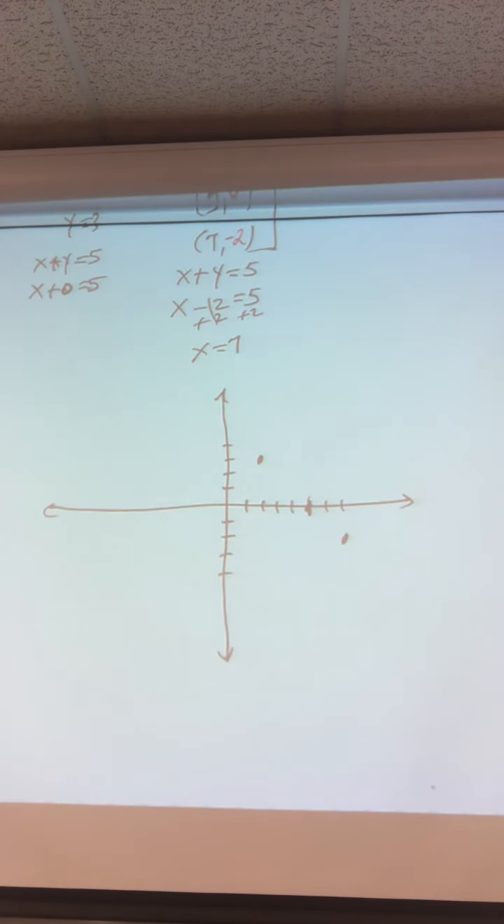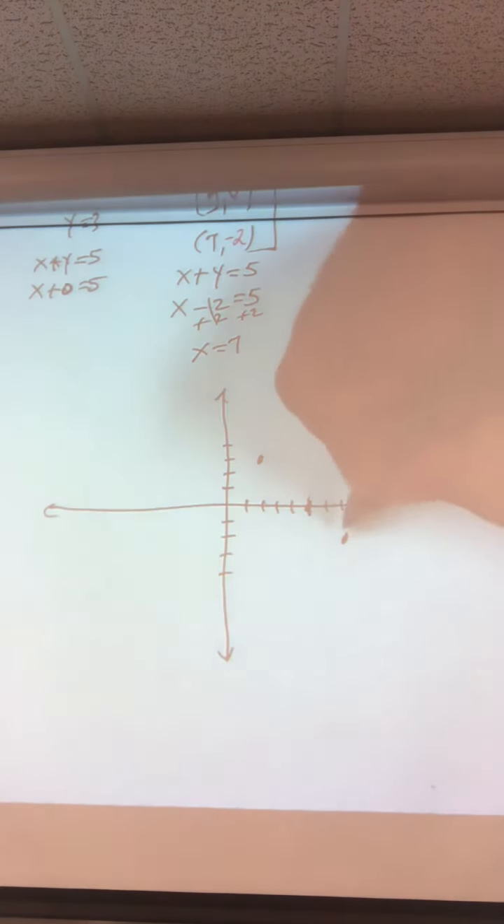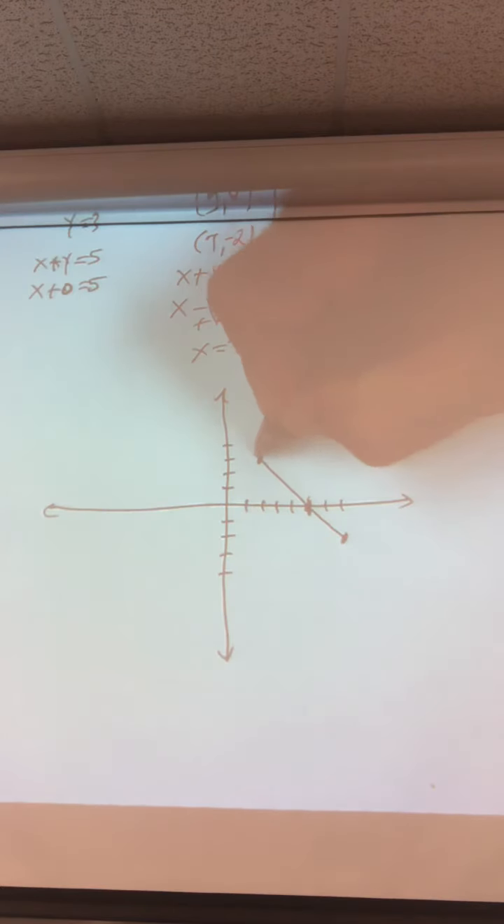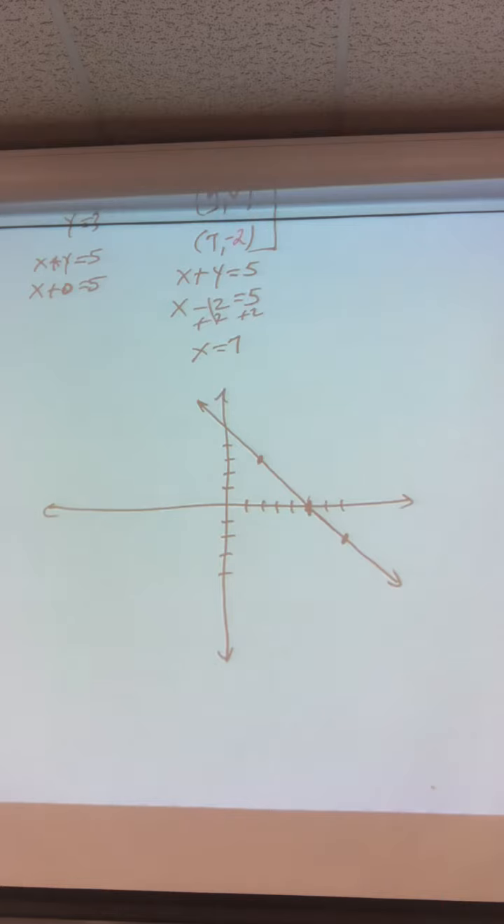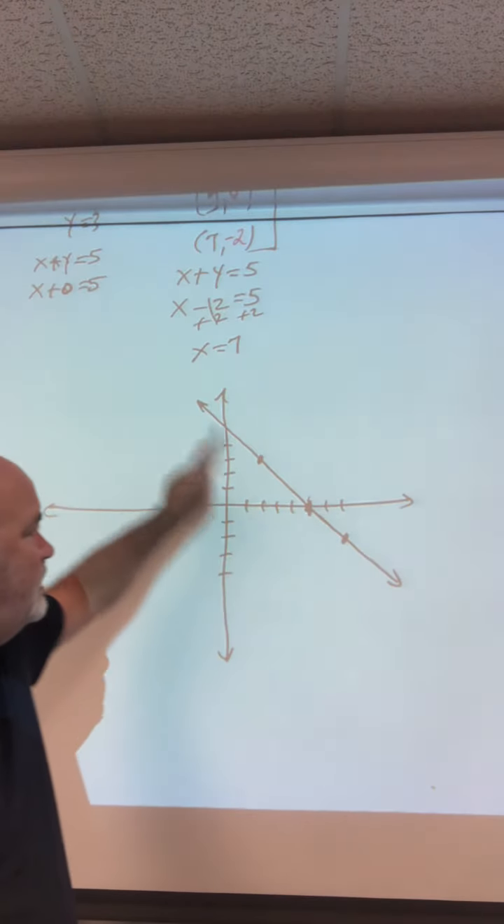Well, if you will look, you will notice that these 3 points do form a straight line. And so when I connect those points, the graph looks like that. Now make sure when you connect the points, you put arrows on each end.